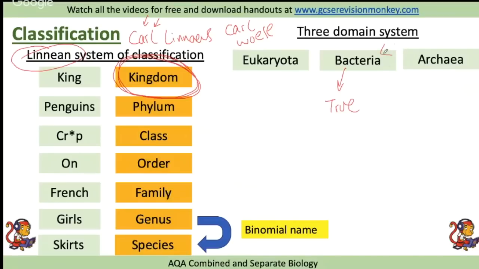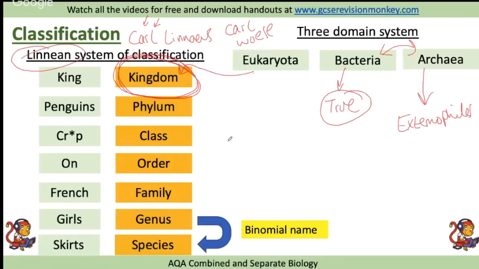Now, these two are very similar because they are actually both bacteria. But this one you call the true bacteria, and this one is very primitive bacteria. These are where your extremophiles are. Extremophiles are bacteria that live in extreme environments like high pressure, high temperature, high salinity. So he added these domains. And then under eukaryota, you still have the kingdom, phylum, class, etc. But this is now on top.